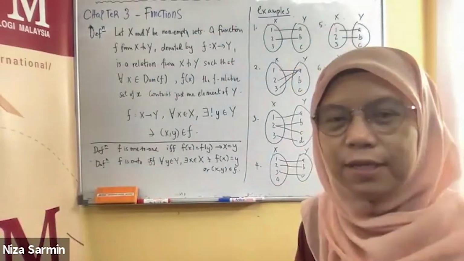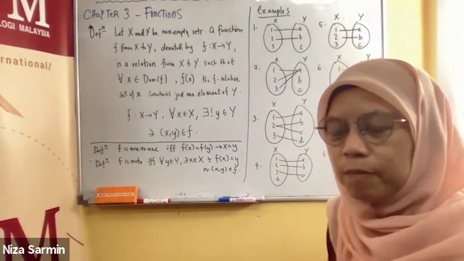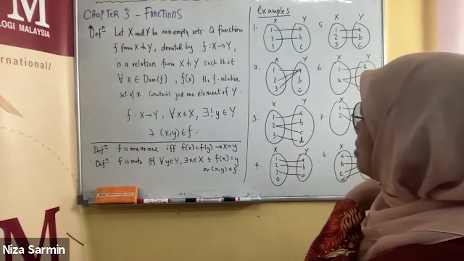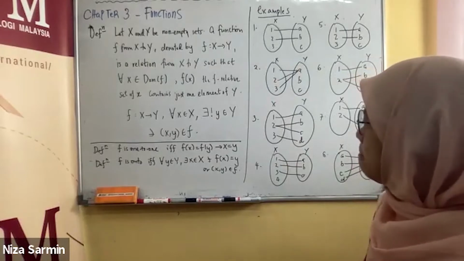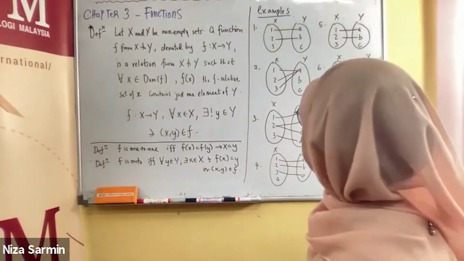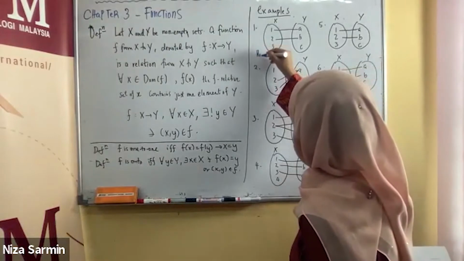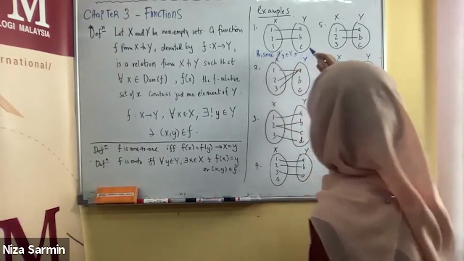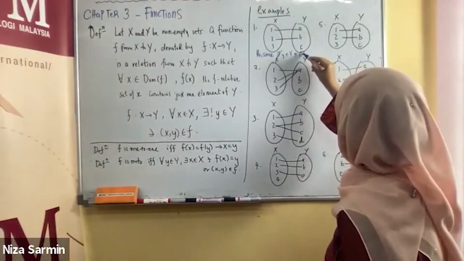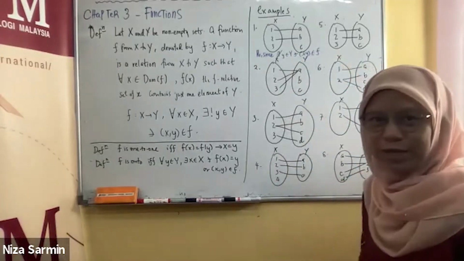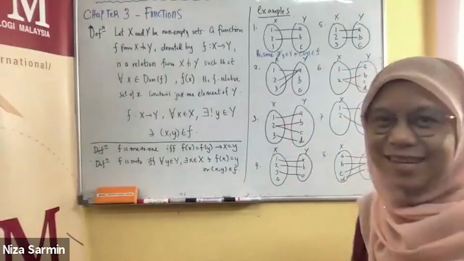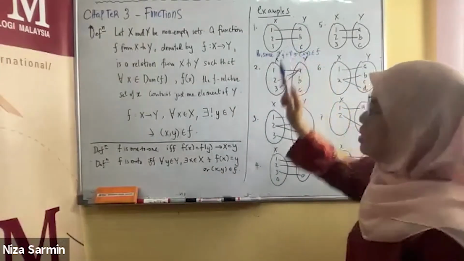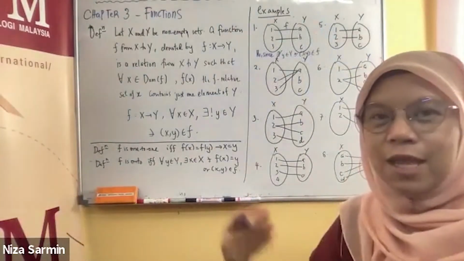Is it a function? I don't think so. Why? Because there is no image for 3. There is an x that exists, and there is no image for 3. So there is no y in Y such that (3,y) is in f. This is actually not the function f. Or you say 3 has no image in Y.